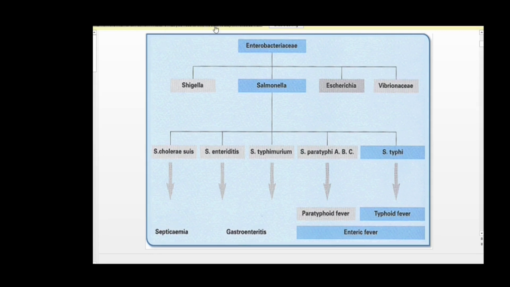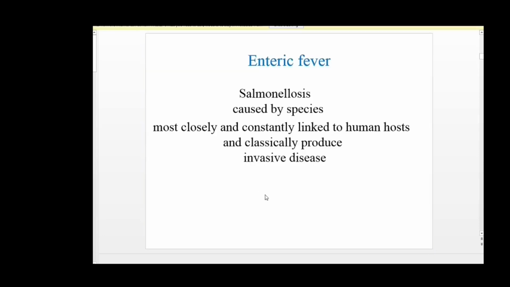So this chart is only to tell you that Salmonella as a bacteria is a large group with many species, many subtypes, serotypes. But as of today, we will be dealing with only very few of them. So what is this enteric fever? If you have to define enteric fever, it is basically salmonellosis caused by species most closely and constantly linked to the human host, and they classically produce invasive diseases.